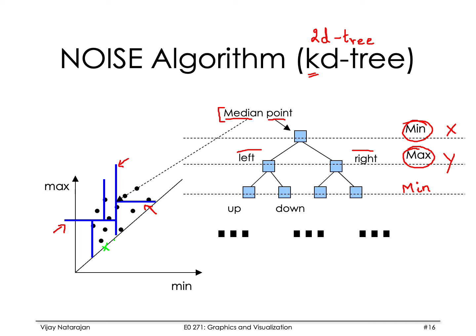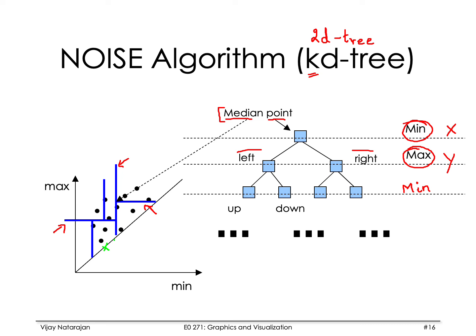So what this means is that my query rectangle is going to be completely lying to the left of the vertical line corresponding to min. So the right subtree is not going to contain any isosurface cell. So I can ignore the right subtree and recurse onto the left subtree.